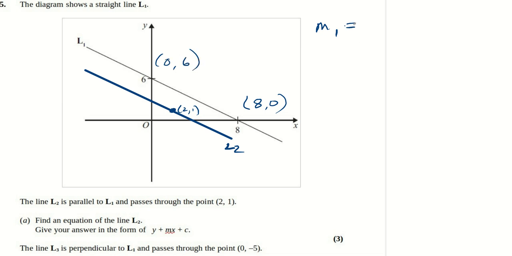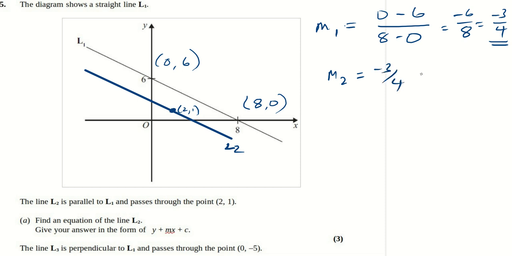Now remember, the gradient is the change in y over the change in x. So the change in y is going to be 0 minus 6. The change in x is going to be 8 minus 0. And that's going to be minus 6 over 8, which is the same as minus 3/4. So that's our gradient. Now that must also be the gradient of the line L2. So we've got M2 equals minus 3/4, as L1 is parallel to L2.